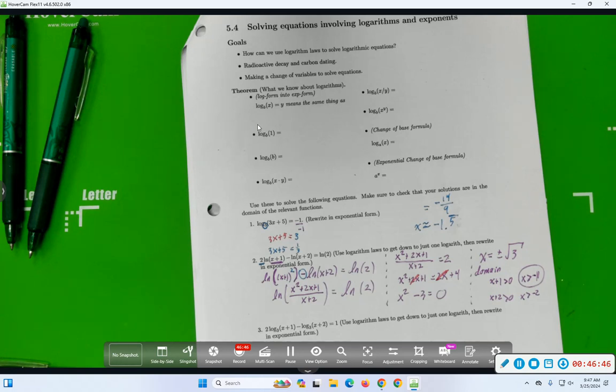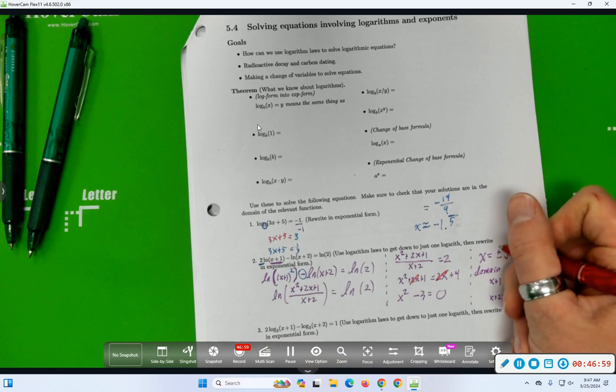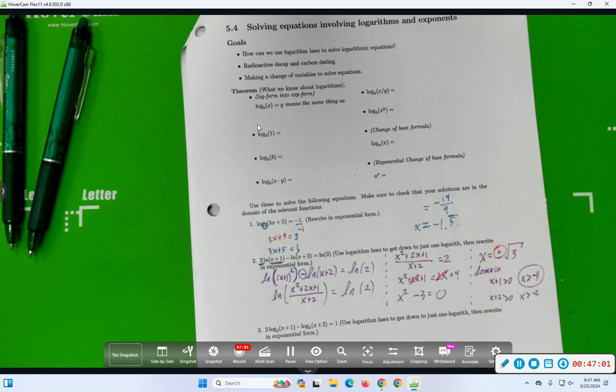Are both of the solutions we just found bigger than negative 1? Which one's not? The negative square root of 3 is not. Okay, cool. So there's only one solution, it's the square root of 3.